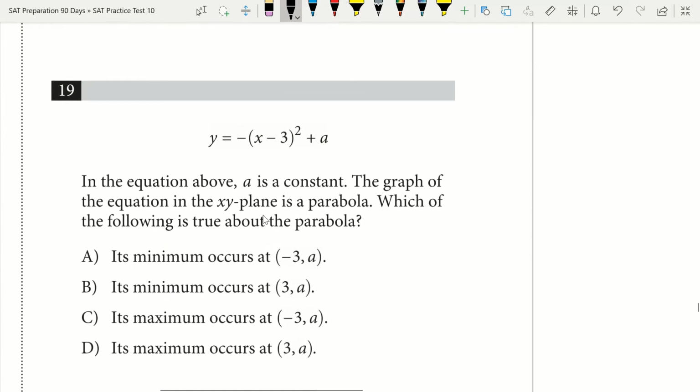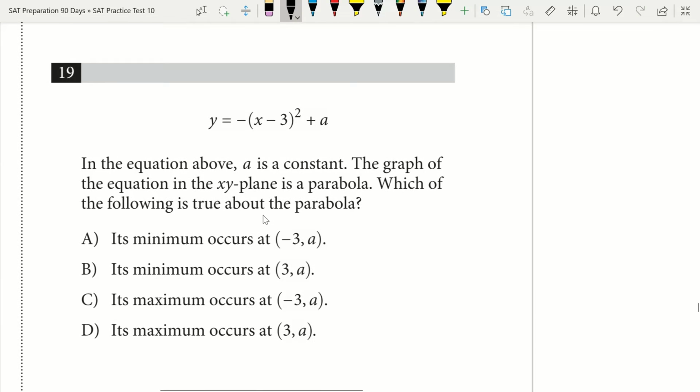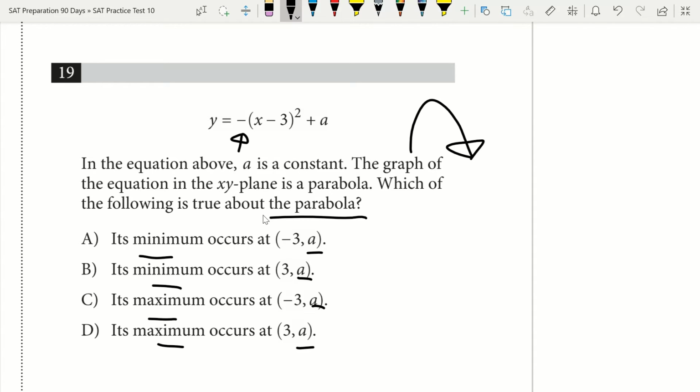All right, question 19, we only got two more here. In the equation above, A is a constant, and the graph of the equation in the xy-plane is a parabola. Which of the following is true about the parabola? Okay, the key thing I'm looking at here is that my A value is the same in all of them, so I'm not going to look for that y coordinate. I see I have minimums versus maximums. In this case, my graph is going to open down since I've got that negative in front of it, because this is obviously going to get me a negative x squared. So it's going to open down, thus I'm going to have a maximum. So I can go ahead and get rid of A and B.